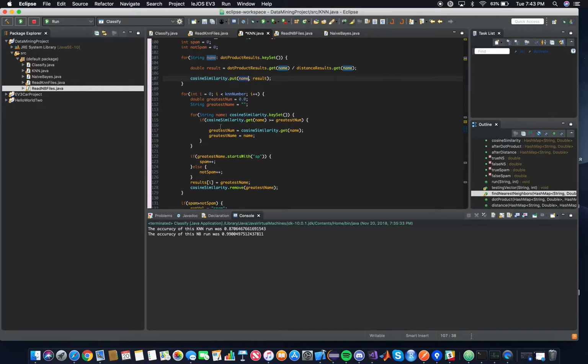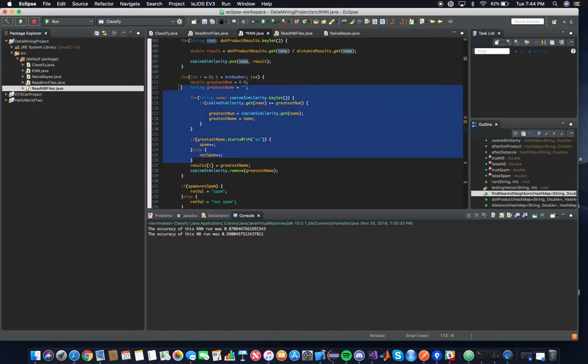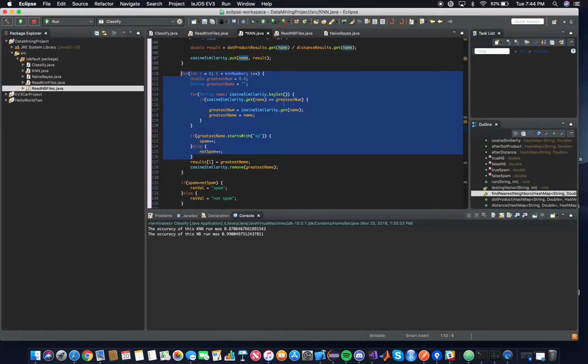After that, we calculate the nearest neighbor by cycling through the cosine similarity and finding the greatest number. Once the greatest number is found, if the email's first 2 letters are equal to SP, then we count it as spam. If they're not, we count it as not spam, and we delete that, and then we cycle through as many times as KNN, whatever number's inputted, and it would find the greatest every time through, and then remove that number.